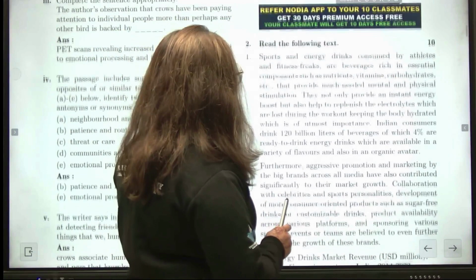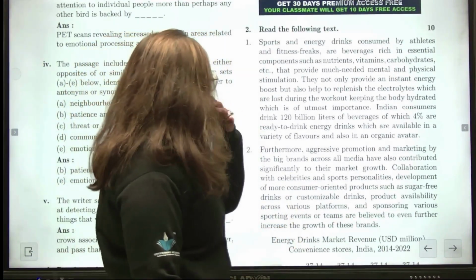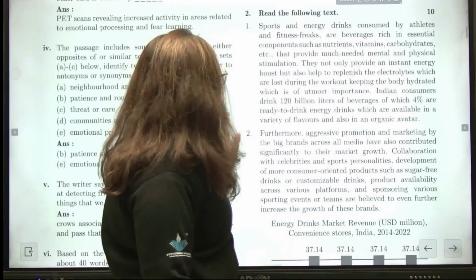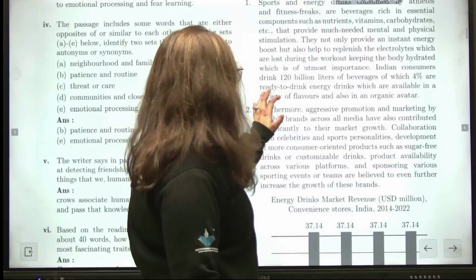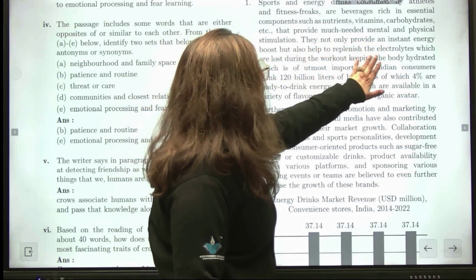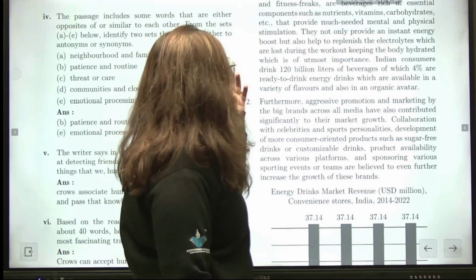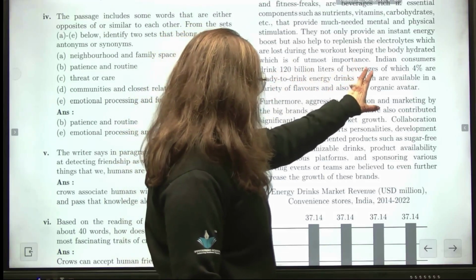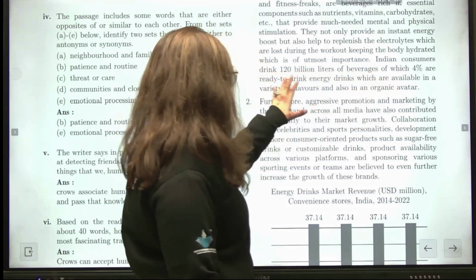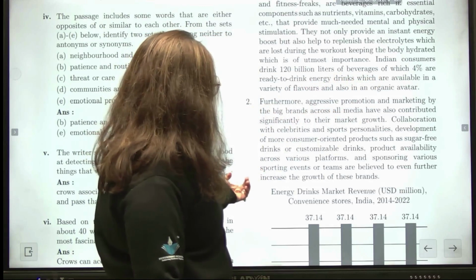Sports and energy drink consumed by athletes and fitness freaks are beverage rich in essential components such as nutrients, vitamins, carbohydrates, etc. Okay, that provide much needed mental and physical stimulation. They not only provide an instant energy boost but also help to replenish the electrolytes which are lost during the workout, keeping the body hydrated, which is of the utmost importance. Indian consumer drink 120 billion liters of beverage, of which 4% are ready to drink energy drink, which are available in the variety of flavors and also in organic avatar.